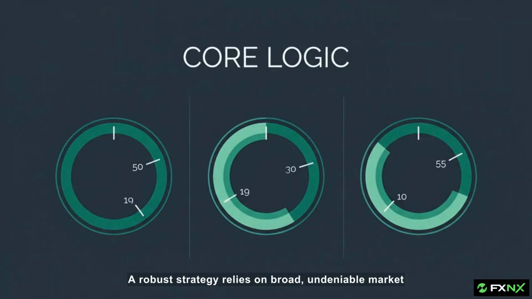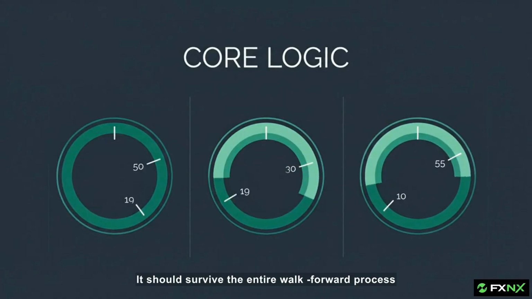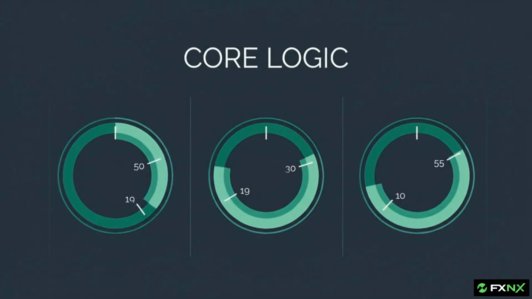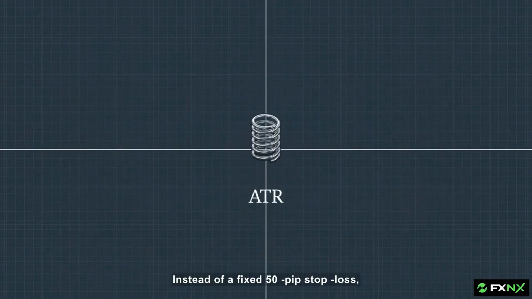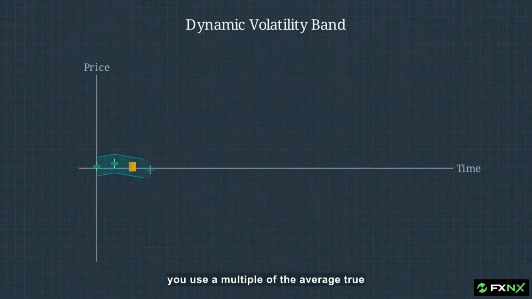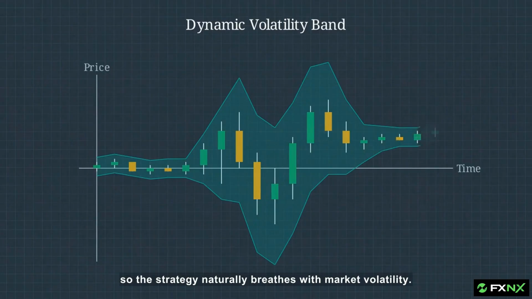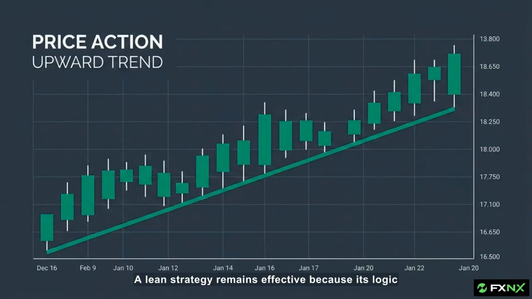A robust strategy relies on broad, undeniable market mechanics. It should survive the entire walk-forward process using a maximum of 3 or 4 core variables. To achieve that, you replace rigid numbers with dynamic logic. Instead of a fixed 50-pip stop-loss, you use a multiple of the average true range, so the strategy naturally breathes with market volatility. A system packed with highly complex parameters typically captures noise instead of a signal. A lean strategy remains effective because its logic is rooted in consistent price behavior.